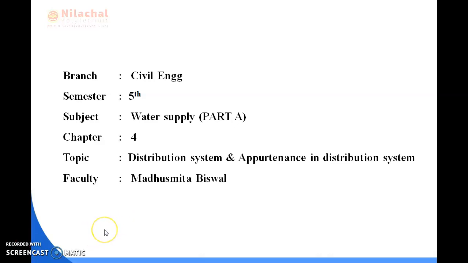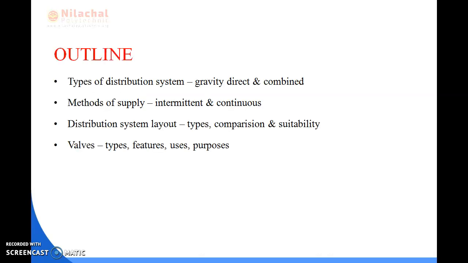Good morning everyone. Today we're going to start a new chapter, that is distribution system and appurtenance in the distribution system. In this chapter we're going to read about the types of distribution system, that are gravity, direct and combined system, and what are the methods of supply, and what are the distribution system layouts, and what are the types of valves, features, uses and their purposes. So we'll be reading all of this one by one.